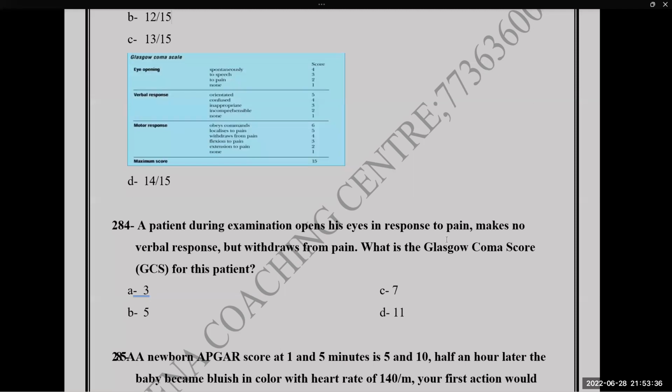2. Okay. 2 plus no verbal response, but withdraws from pain. Withdraws from pain, that's 4. How much? 4.